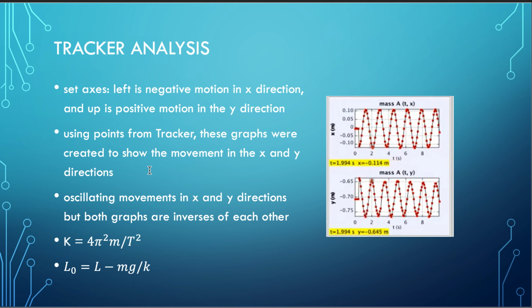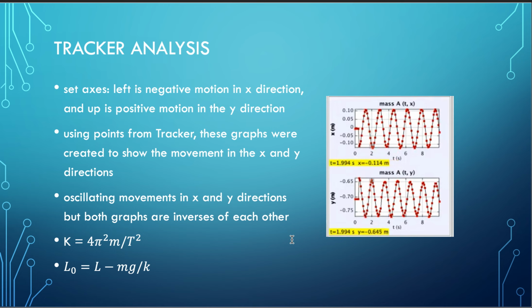The first thing we did was we used Tracker to analyze the motion of the object in the x and y directions. We set the axes so that left is negative motion in the x direction, right is positive motion in the x direction, up is positive motion in the y direction, and down is negative motion in the y direction. Using these points from Tracker, I created these graphs to show the movements in the x and y directions. The top one is the x direction, the bottom one is the y direction. As you can see, both of them are oscillating movements, but both graphs are inverses of each other.